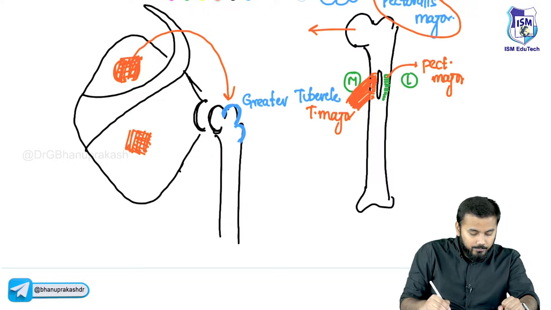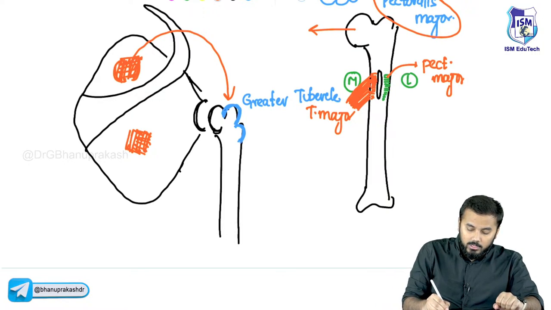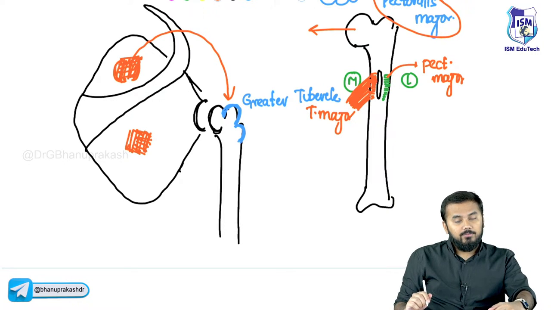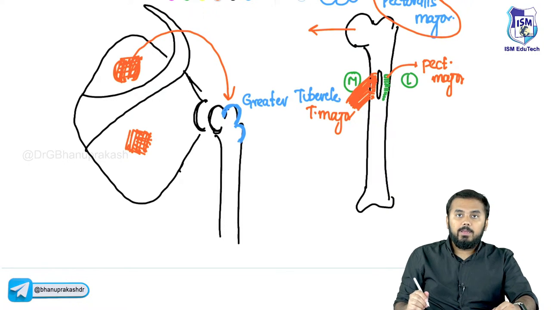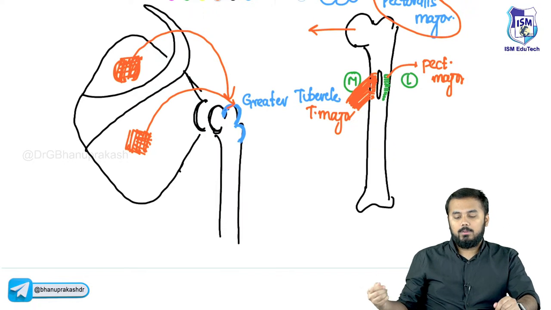Everyone, tell me, what is the muscle that is originating from the lower part of the spine? Very good. This is called your infraspinatus. And where is this infraspinatus attached? Infraspinatus is also attached to the greater tubercle.